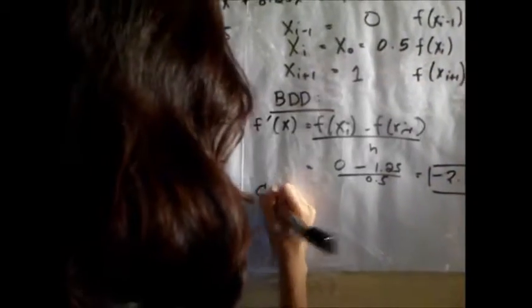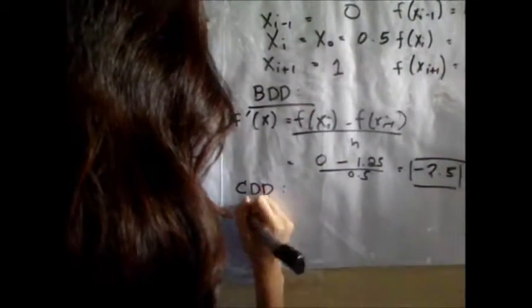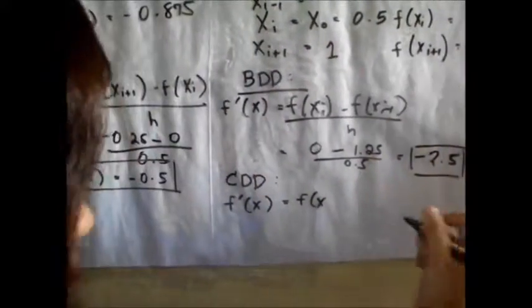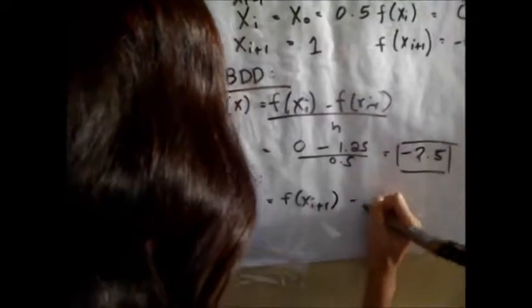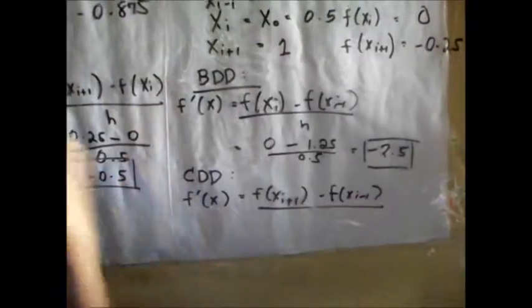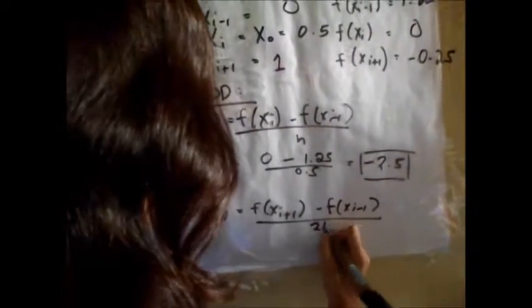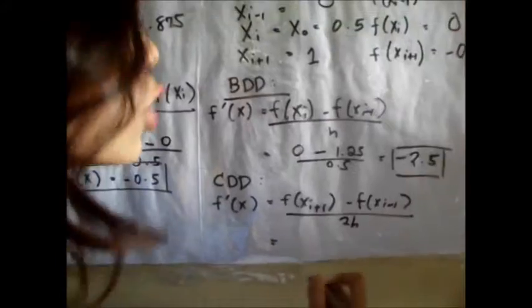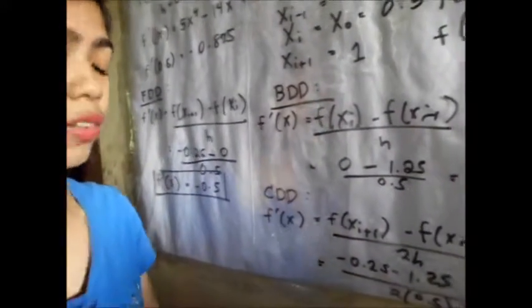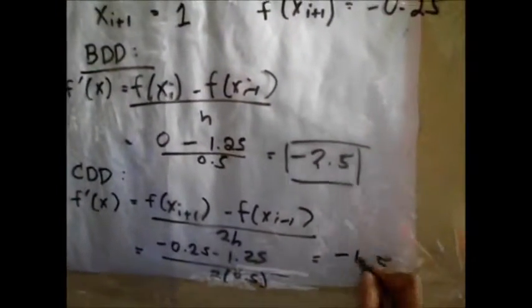And the last, we have the central divided difference. We have the formula f of x sub i plus 1 minus the f of x sub i minus 1, all over twice the step size, so 2 times h. By substituting those values, we have negative 0.25 minus 1.25 all over 2 times 0.5. So in the central divided difference, we arrived at the value of negative 1.5.